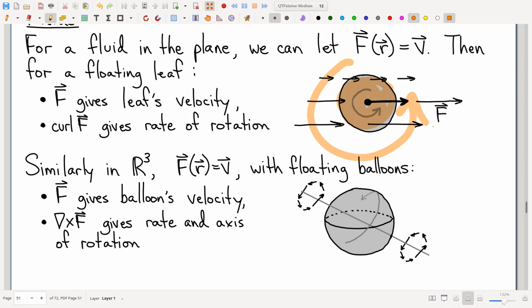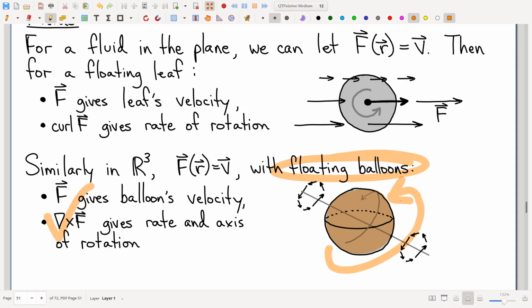In the same way that curl tells me how the leaf rotates, likewise in 3 dimensions, if you had some floating balloon, something analogous that just goes exactly where the fluid tells it to go. I think of a floating balloon 3 days after the party, when it's not up on the ceiling anymore, it's just got that perfect buoyancy. You don't want to wait 5 days; in 5 days it's on the ground. But 3 days after the party, it's perfectly balanced and just floating around in the air. For such a floating balloon, curl tells us how that balloon is going to rotate.